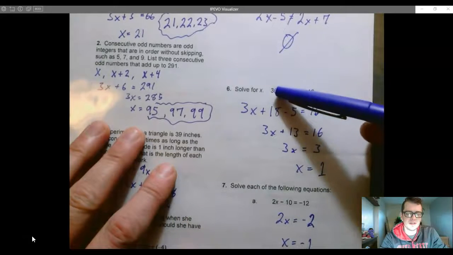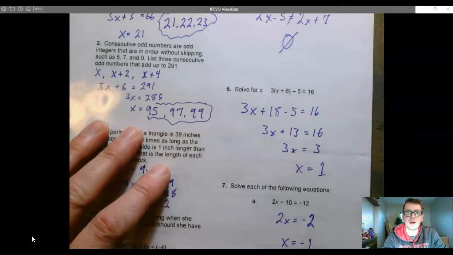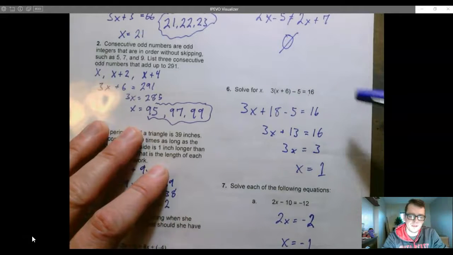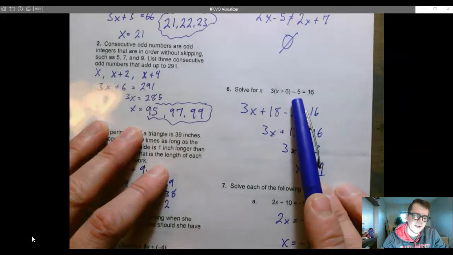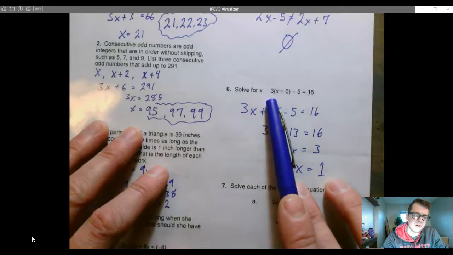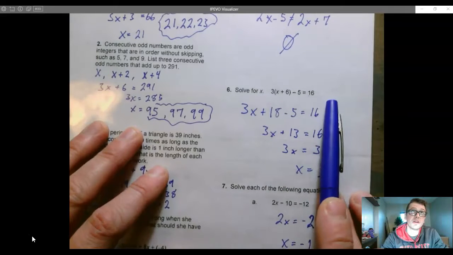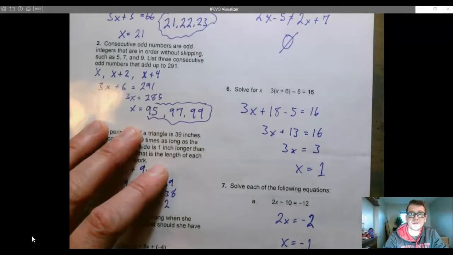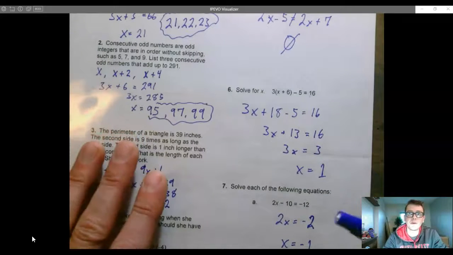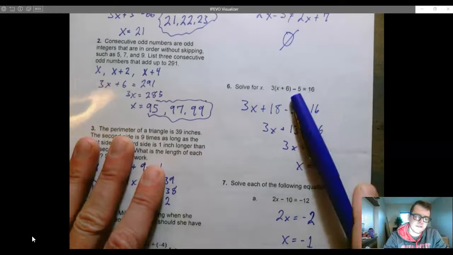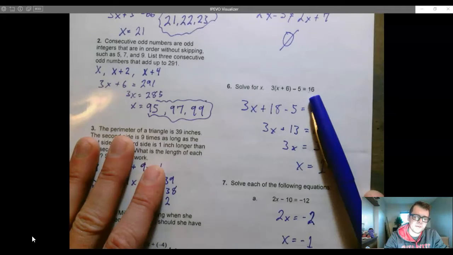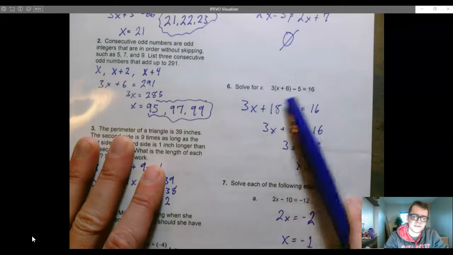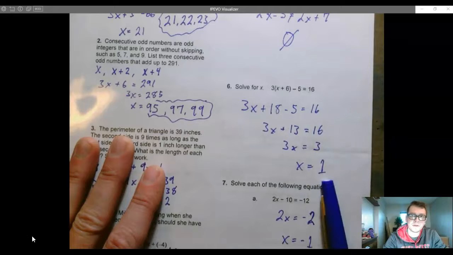In number 6, we distribute first. We use that distributive property. The other option would have been to add 5 first and then divide by 3 on both sides, which actually would have worked here. So there is another option to how we solve this. There are always options, right? There's a lot of right ways to get to Florida. So if we add 5, we'd get 21, then divide by 3, we'd get 7. So x plus 6 would equal 7. That would also equal 1.